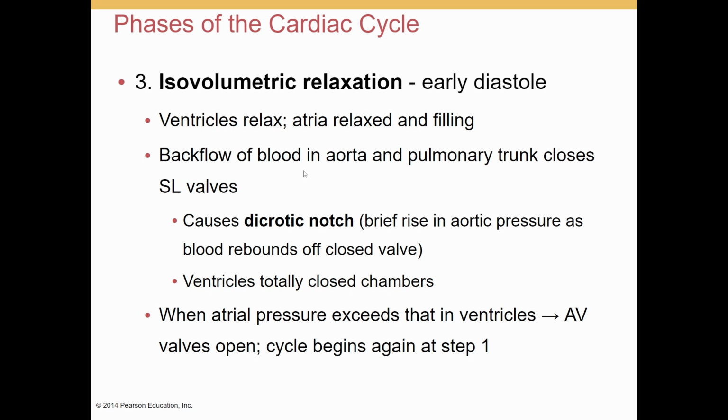and that's what closed the semilunar valves. You could see this on a graph, and this particular location on a graph showing this pressure is called the dicrotic notch. It's a brief rise in aortic pressure as blood rebounds off closed valves. The ventricles, again, at this point during the isovolumetric relaxation phase, are totally closed chambers. Both the atrioventricular and semilunar valves are closed. But again, when the atrial pressure exceeds that in the ventricles, essentially blood's pulling into the atria and it pushes these AV valves open, we'll begin again at step 1.